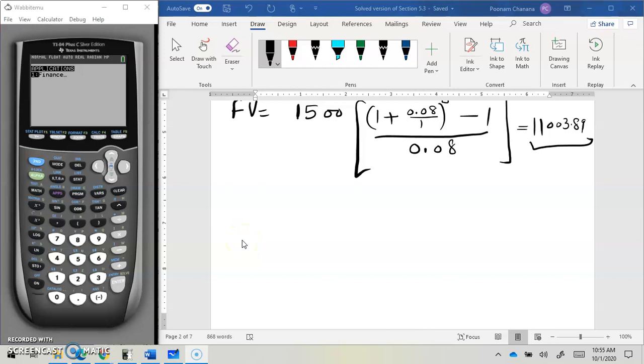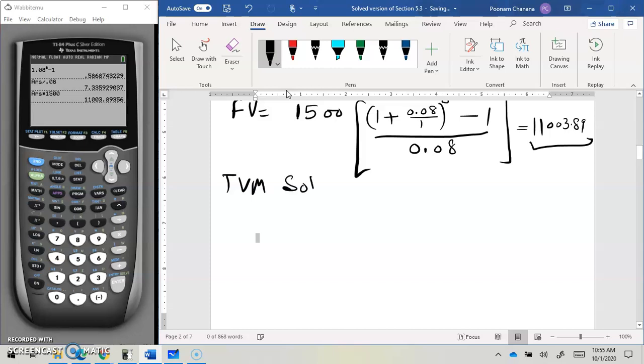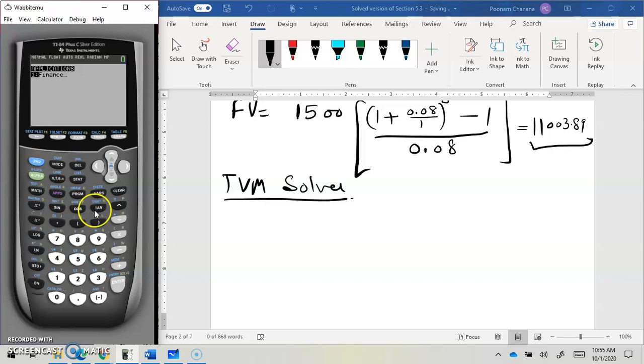So I just want to show you guys the same question can be solved using the TVM solver on your calculator. So what is the TVM solver? You can access it by clicking on Apps and then Enter at Finance. The first one is your TVM solver. So you can enter all your values in this.